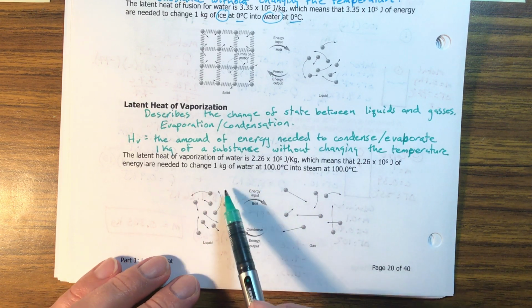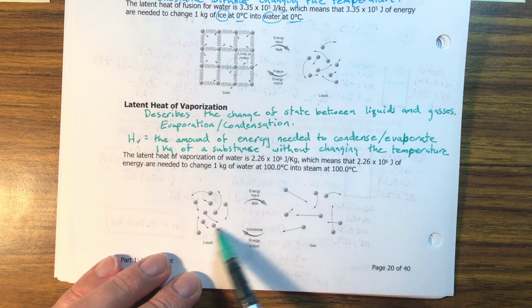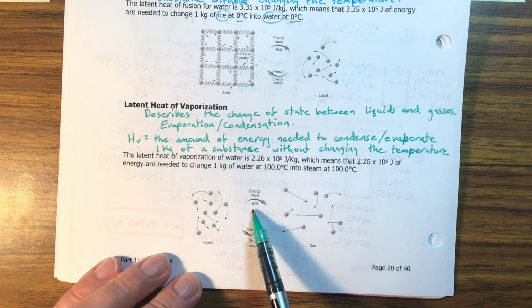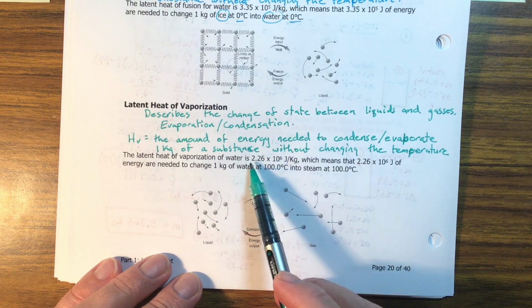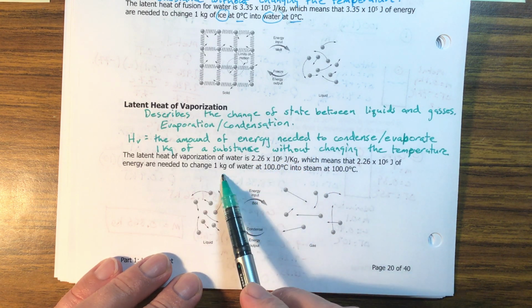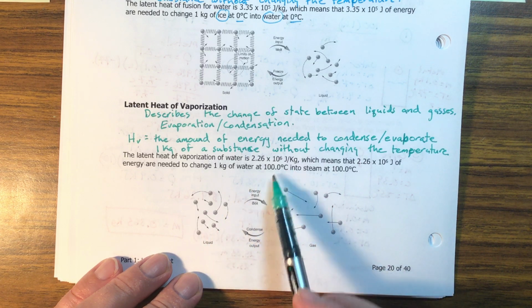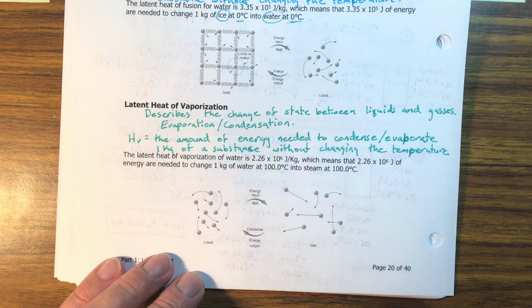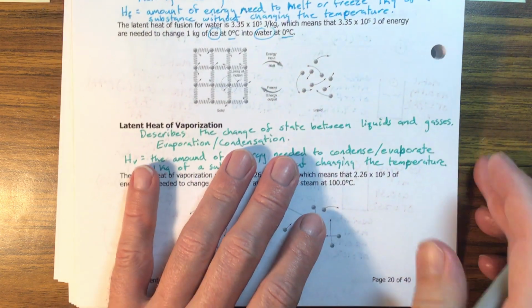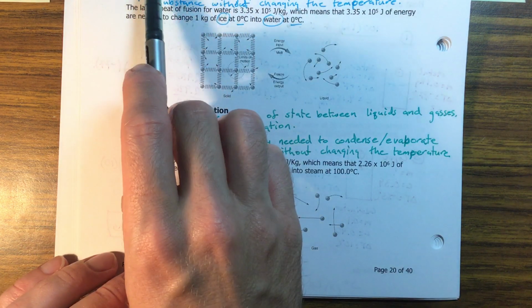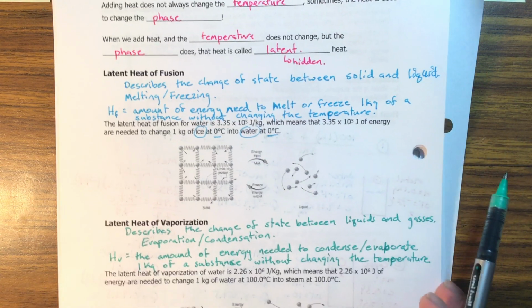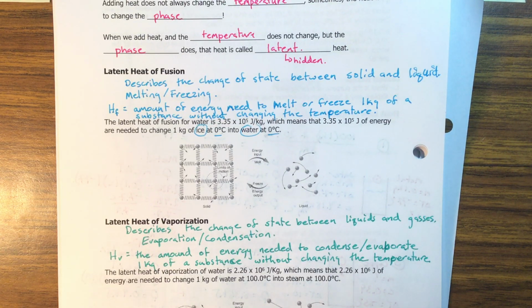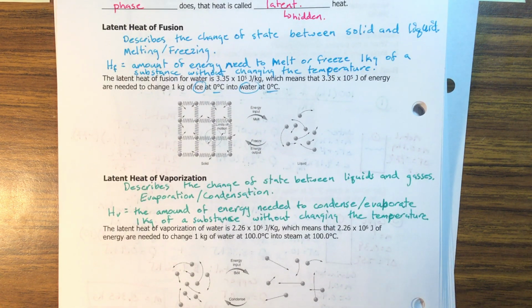Okay, so we have water, liquid. We want to evaporate it, boil it. We have to add this much energy for every 1 kilogram to change it from 100 degrees Celsius water to 100 degrees Celsius steam, and vice versa. All right, so heat of fusion is the amount of energy it takes to change phases from solid to liquid or to go from liquid to solid. Heat of vaporization, the amount of energy it takes to change phase from liquid to gas or gas to liquid.